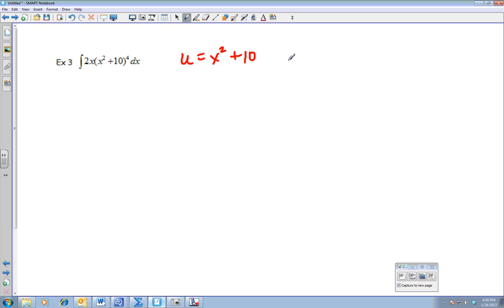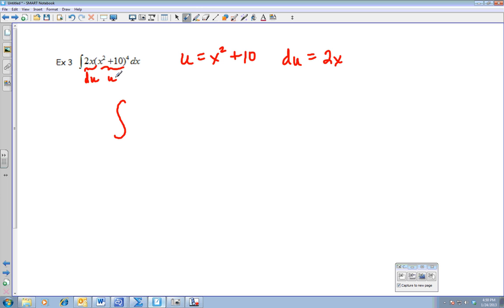Since I wrote down a u, I have to write down a du. The derivative of x squared plus 10 is 2x. So now I'm going to go back to my problem. Do I have everything I need? Here's my u. Here's my du. So now I'm going to rewrite the problem using u's and du's. Remember, we don't ever write the du first. We'll write that last. So I'm going to wait to write this.